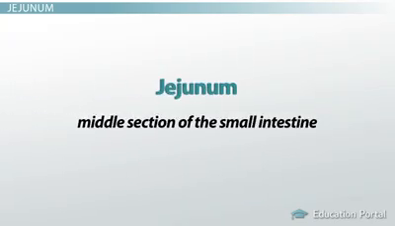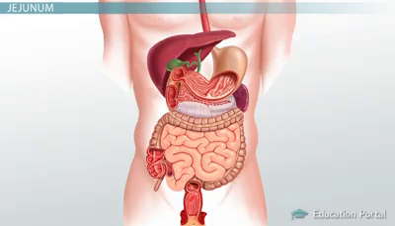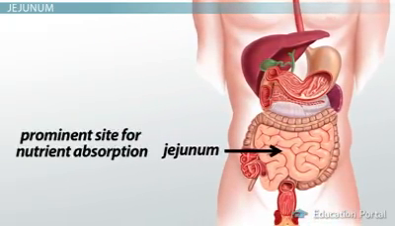The middle section of the small intestine is called the jejunum. We saw that the duodenum was the section of the small intestine where the majority of chemical breakdown of nutrients took place. Now that these nutrients have broken down into their smallest units, they can be absorbed through the wall of the jejunum and dropped into the bloodstream to be carried to the cells of your body. Therefore, we see the jejunum as a prominent site for nutrient absorption.